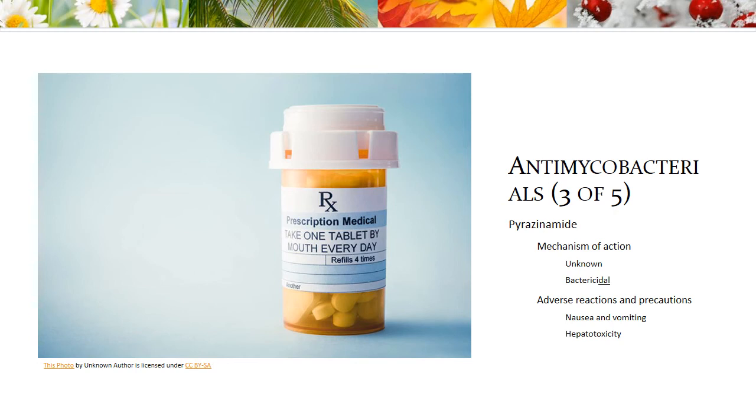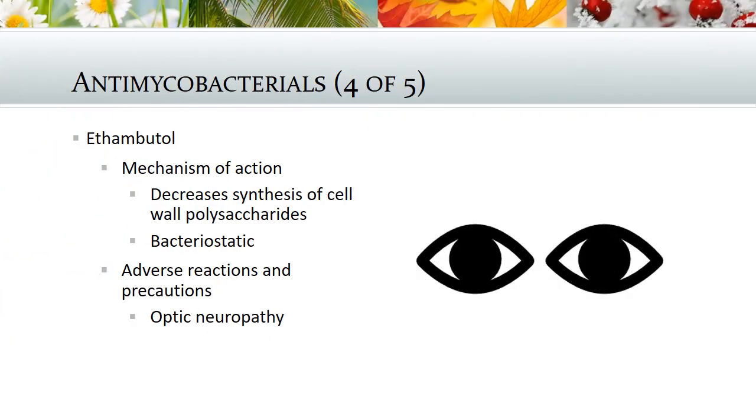Pyrazinamide is another one used. Its mechanism of action is unknown and it's bactericidal. Adverse reactions include nausea and vomiting and hepatotoxicity. Ethambutol decreases the synthesis of cell wall polysaccharides. It's bacteriostatic and can cause optic neuropathy.